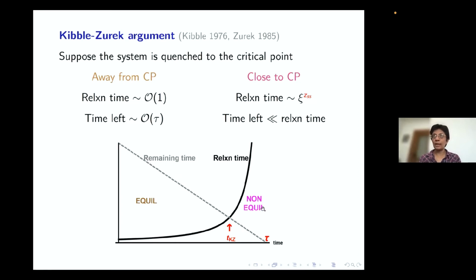But when we are close to the critical point, because of critical slowing down, the relaxation time diverges with the correlation length, with an exponent z_SS, that is the dynamic exponent in the stationary state. So when close to the critical point, the time left may be much smaller than the relaxation time. And in that case, the system is not able to relax and it's not in equilibrium anymore. So there are these two regimes. There's a time scale, the Kibble-Zurek time scale, below which the system is in equilibrium and above which it's not in equilibrium.